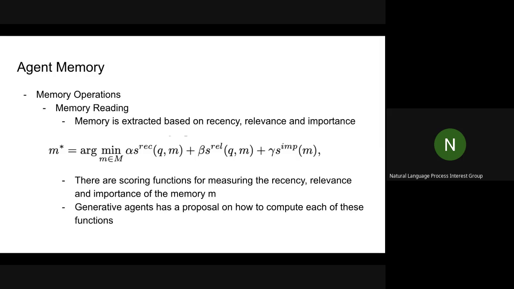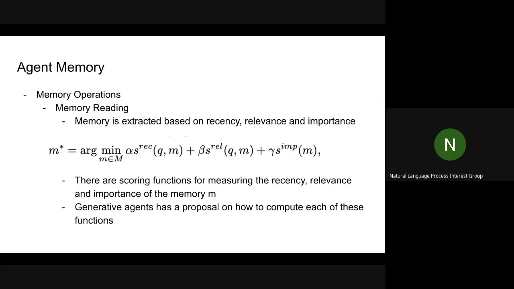But anyway, memory reading: memory is extracted based on recency, relevance, and importance. There are different scoring functions for measuring each of these, and that's used to figure out how important this memory is for a particular query, right? If it's super recent, if it's very relevant to your query, and if it's just an important memory overall.